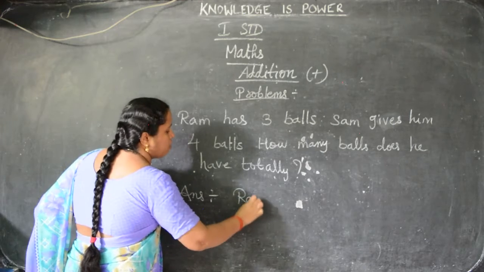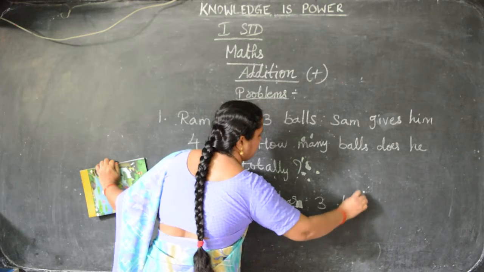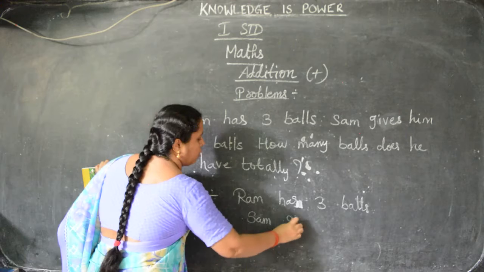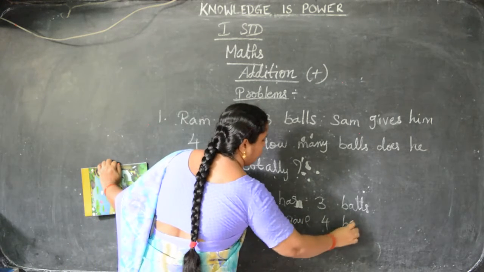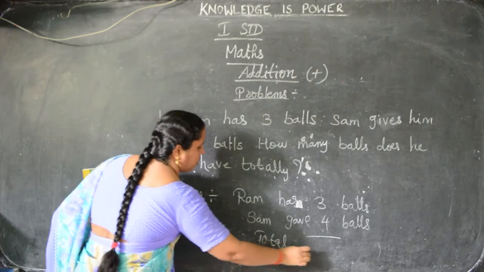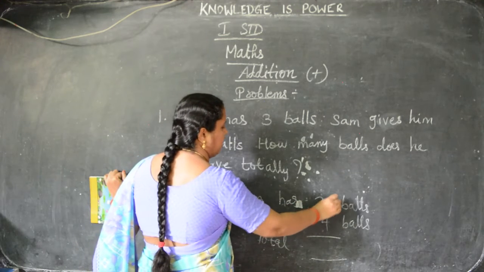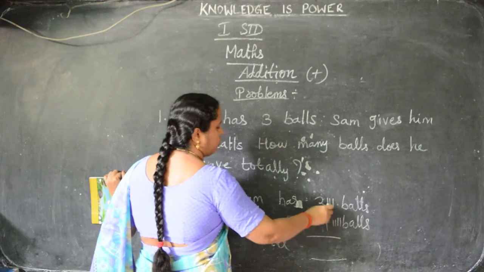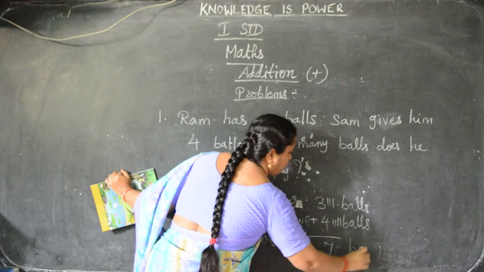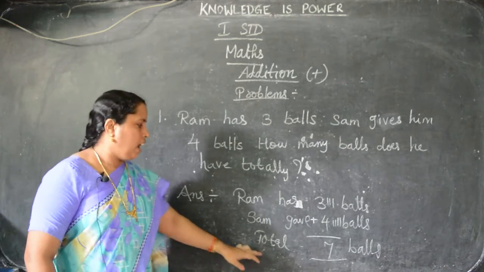So how many balls did Ram have? 3 balls he had. Sam gave how many balls? 4 balls. Total. This is addition, the add sign. For 3 plus 4, 3 lines for 3 and 4 lines for 4. Count 1, 2, 3, 4, 5, 6, 7. So totally Ram is having 7 balls. How many balls is Ram having now? 7 balls he is having.